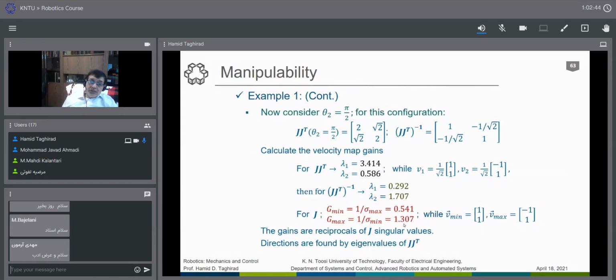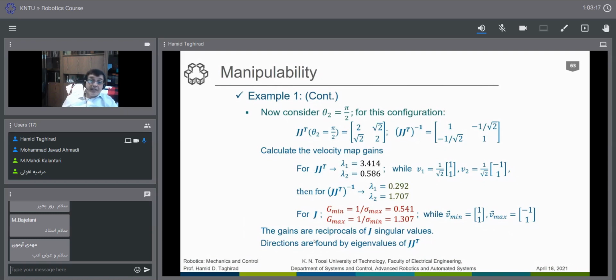And what about the direction? The directions are V min, the smallest one, 1, 1, goes to the maximum largest eigenvalue, and the V max goes to the minimum eigenvalue. Because it is the inverse one, we have these two directions here. The gains are the reciprocals of the J singular values, and the directions can be found by the eigenvalues of J transpose. So by doing that, we can have everything in mind.